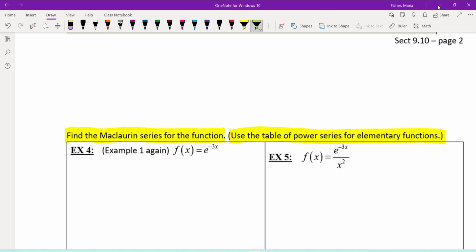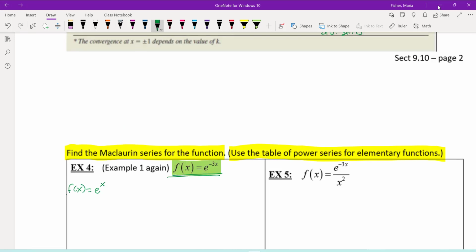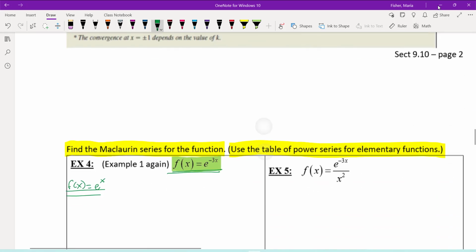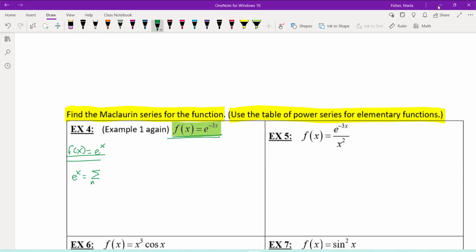So it wants us to find f of x equals e to the negative 3x. So the skeleton function there, or the one that we're going to use, is just f of x equals e to the x, because e to the negative 3x is just a composite function of e to the x. And I know what e to the x is. If you come back here, it's this series right here. E to the x is the series, the sum from n equals 0 to infinity of x to the n over n factorial.